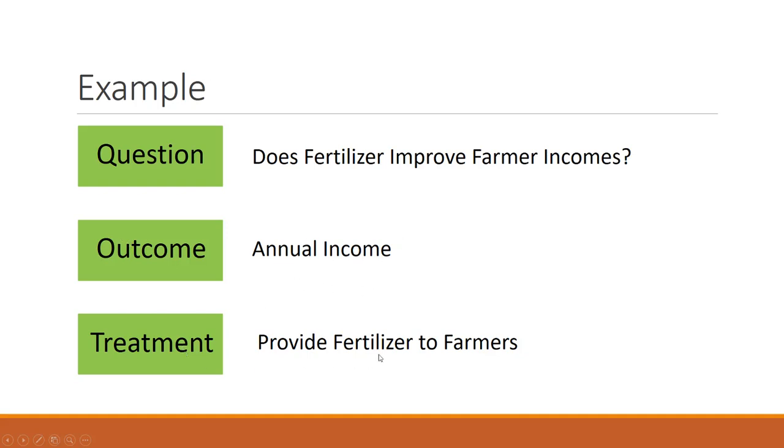The treatment is going to be we're providing fertilizer to farmers. So we want to know the impact. What's the impact of providing fertilizer to farmers on annual income? We're looking for the impact of fertilizer on annual income. So the treatment is the fertilizer. The outcome is the annual income.